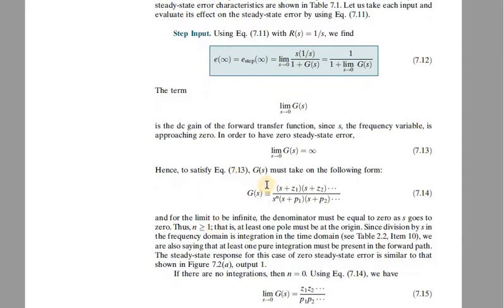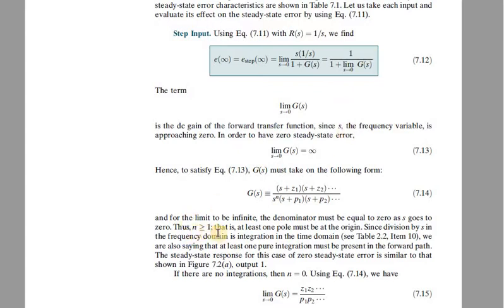To look at this, we write the open loop transfer function in terms of zeros and poles. Look here, we have z1 as the first zero, z2 and so on. Similarly, we have poles p1, p2, but we also have n poles at the origin. So s to the power n means that s equals 0, or in other words, we have poles at the origin. And for the limit to be infinite, the denominator must be equal to 0 as s goes to 0. So this is the basic idea.